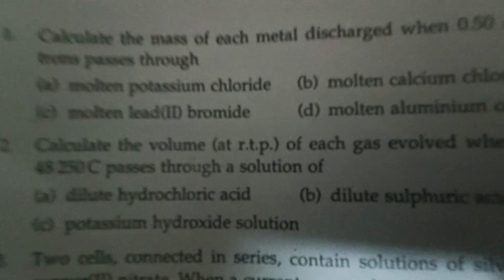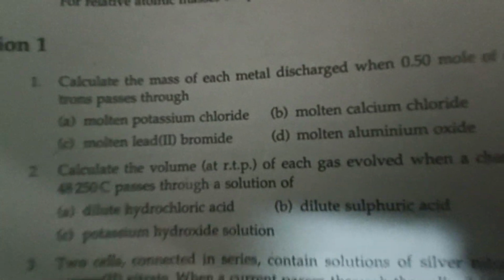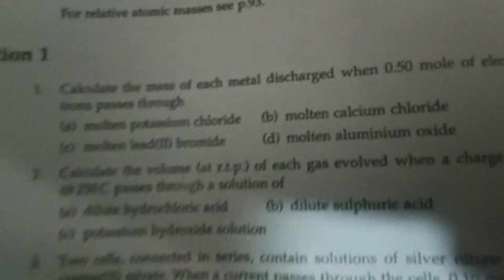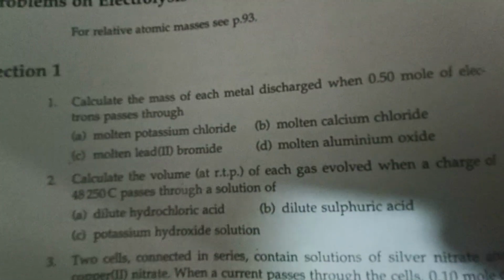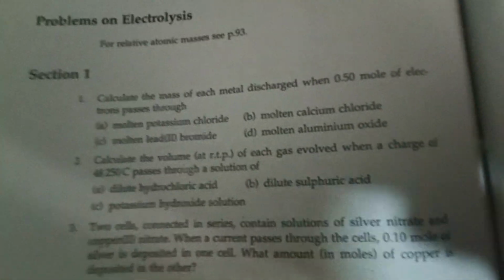So this is RTP. RTP would be 24 decimeter cubed. STP would be 11.2, which is the 12 in the formula. Current of 1 amp. Now these are the questions. That's how it is.